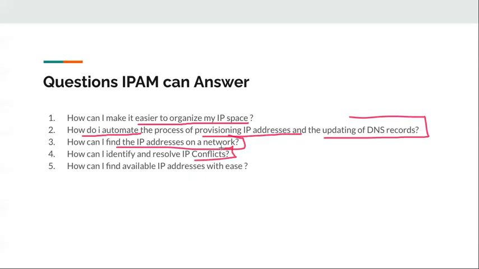Now, this is another thing. You need software to alert you as soon as you select some subnet which is already being used in some other cloud. And the last question is how can I find an available IP address with ease, right? So all these questions can easily be answered by the IPAM.